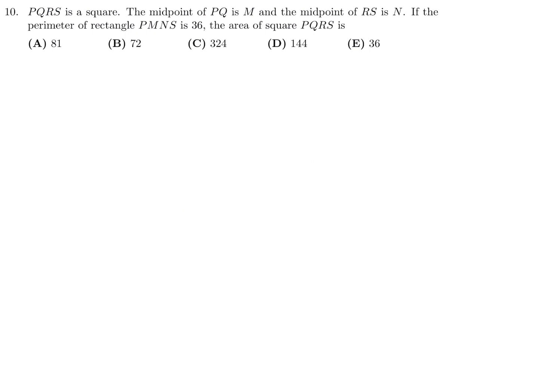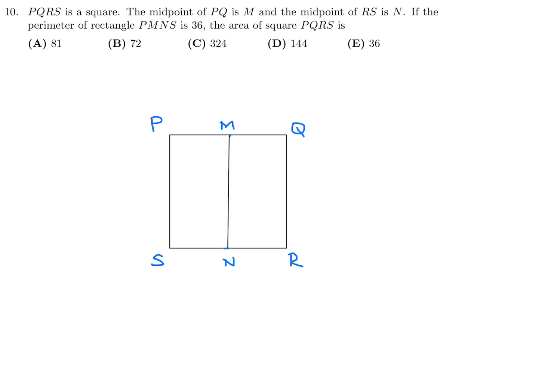PQRS is a square. The midpoint of PQ is M, and the midpoint of RS is N. If the perimeter of rectangle PMNS is 36, the area of the square PQRS is... And now we have to figure out a few things here. So first, let's join M to N. And they're saying that the perimeter of PMNS is 36.